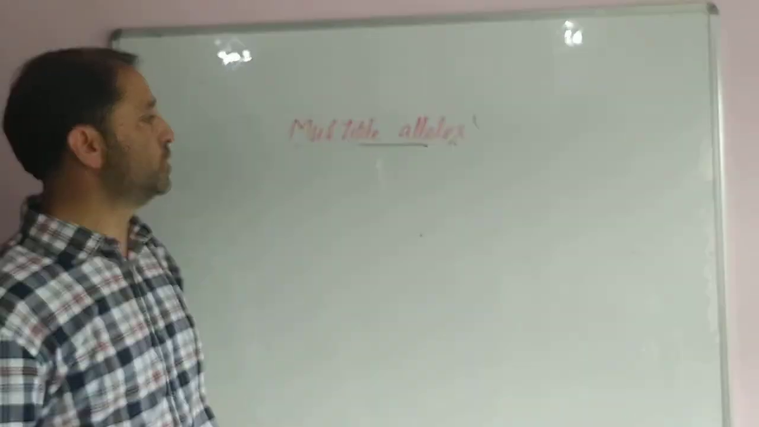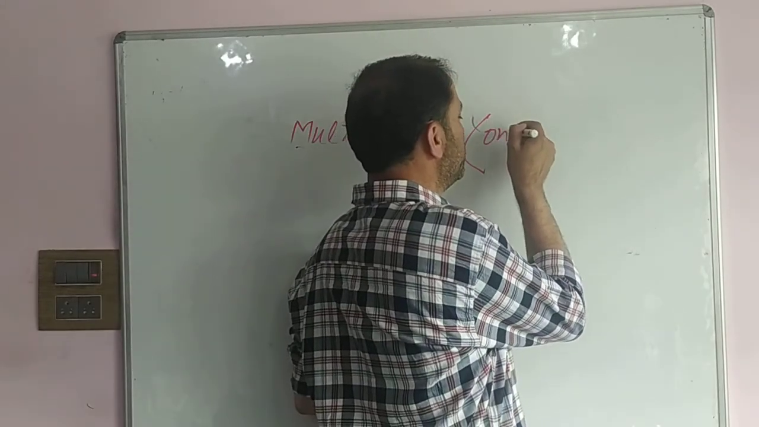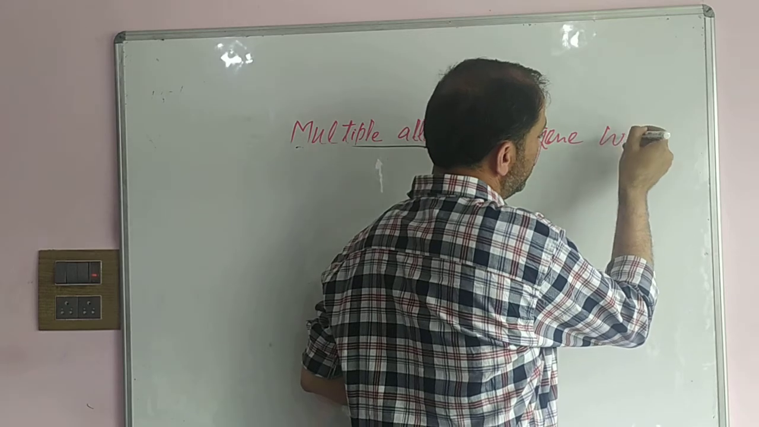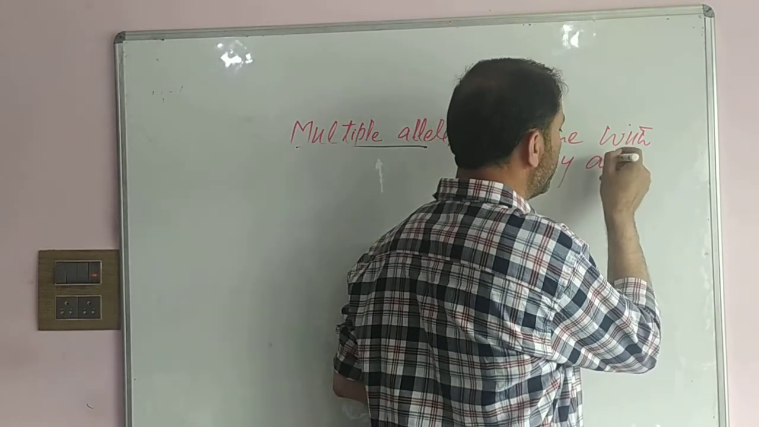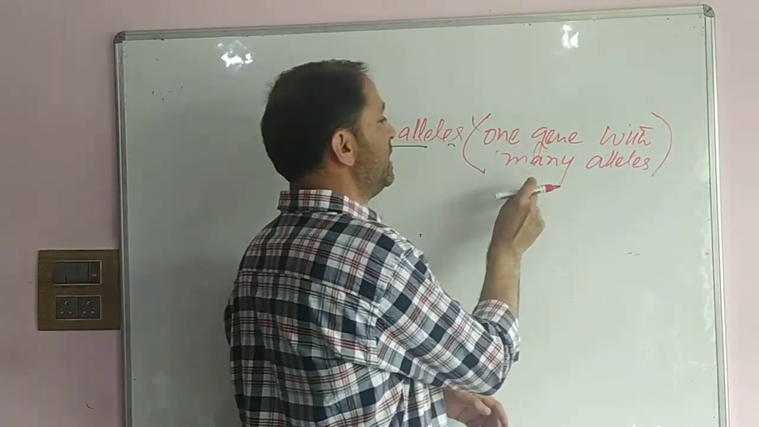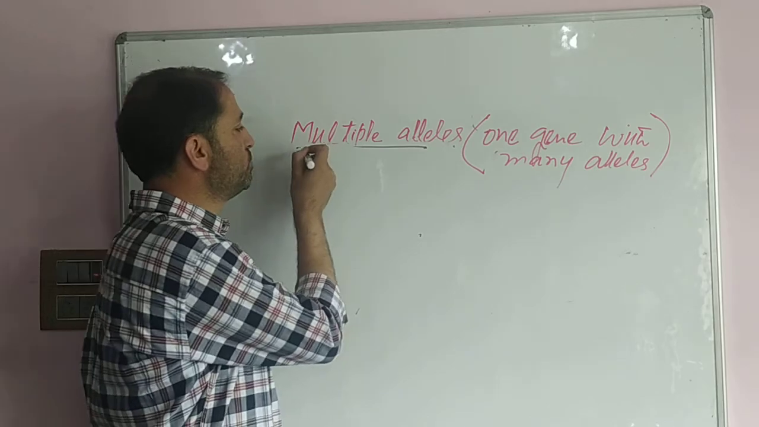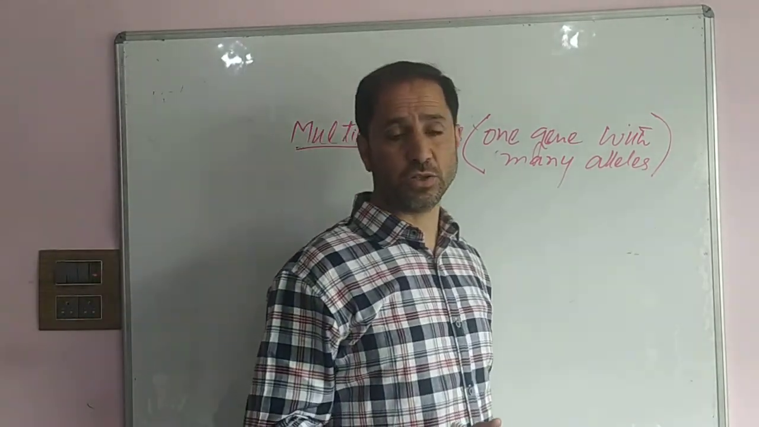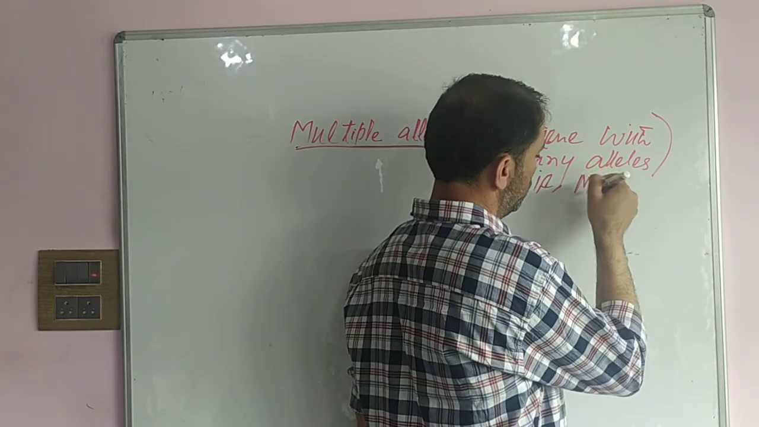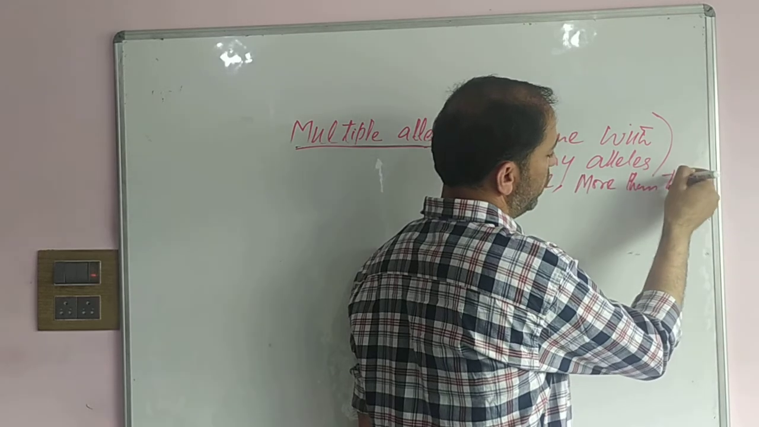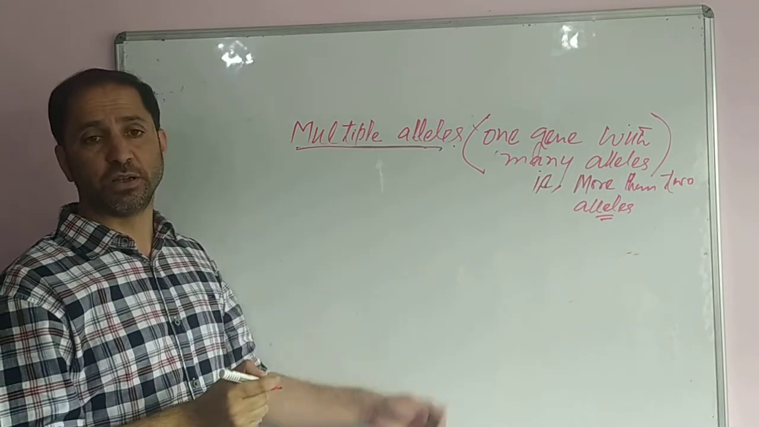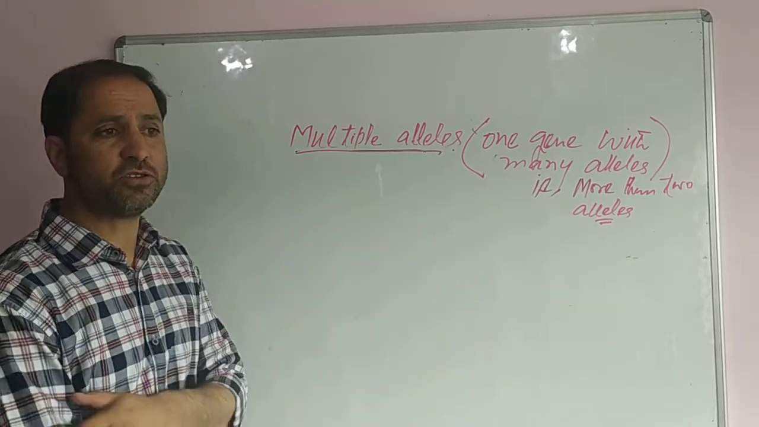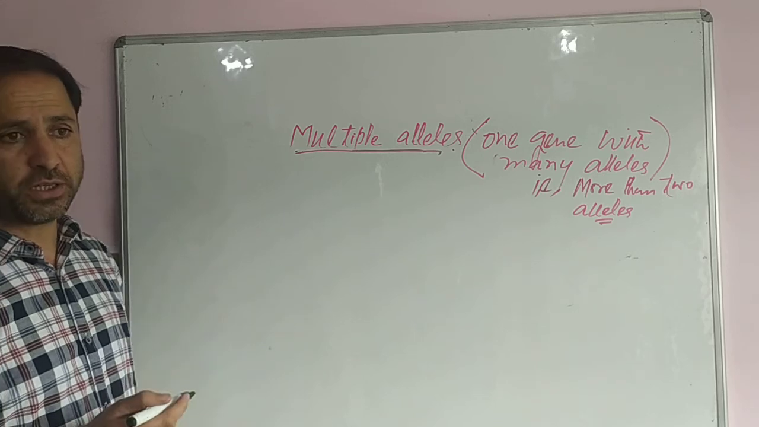But there are instances wherein we have one gene with many alleles. Multiple alleles means one gene with many alleles, or you may say more than two alleles. One gene with many alleles constitutes multiple alleles. One gene with more than two alleles constitutes multiple alleles. Transmission or inheritance of multiple alleles from parents to offsprings is referred to as multiple allelism.